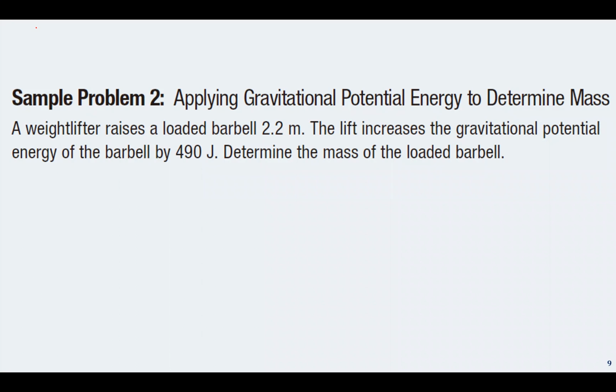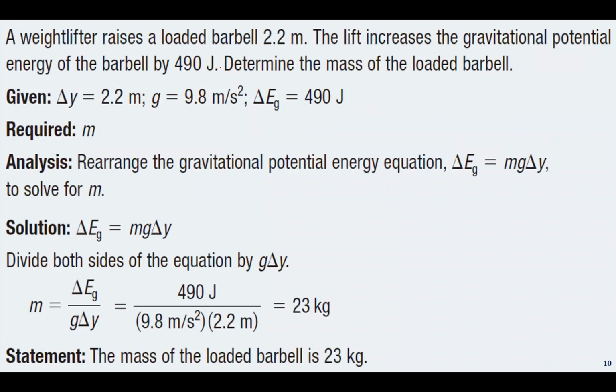All right, next one. Let's have a look at the solution here. Okay, so in this question, we are given the following information. Delta y is 2.2 meters. Gravitational acceleration due to gravity is 9.8 meters per square second. And gravitational potential energy, delta Eg, is 490 joules. And we want the mass of the barbell, m.